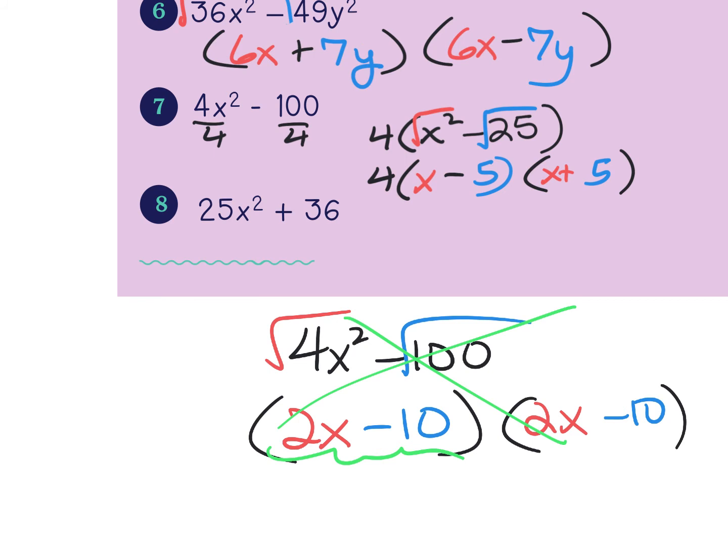Now the next one, 25x squared and 36 are both perfect squares. But notice in between them is an addition sign. This one cannot be factored. So you would either write cannot factor or just rewrite the problem. There are no binomials that you could multiply to get 25x squared plus 36. It cannot be factored. There are no binomials that will give the sum of two squares. Try some more.